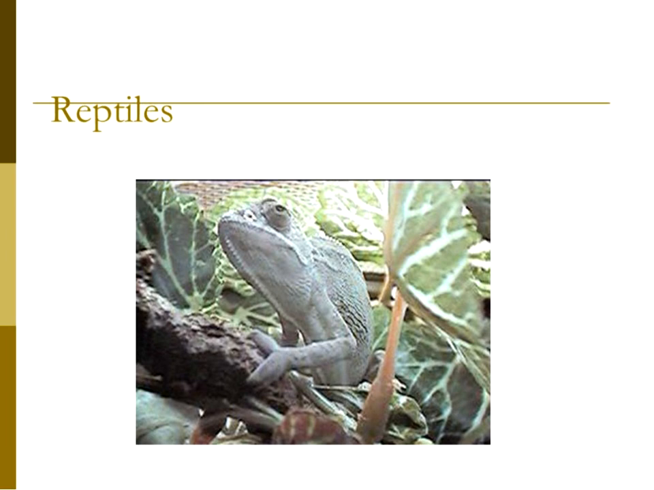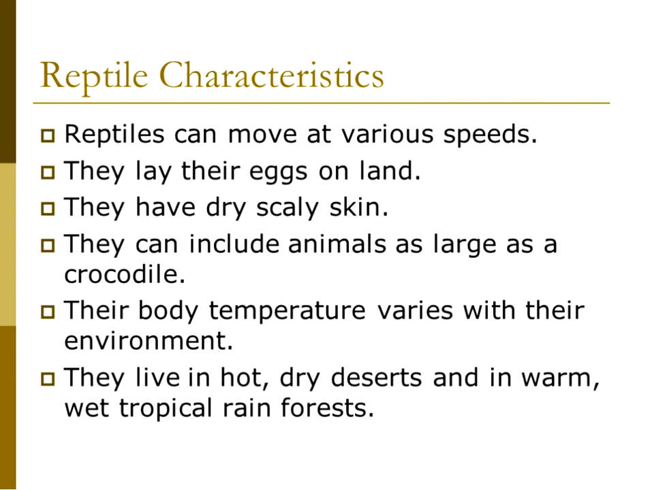Reptiles. Reptiles are many different things, but they include different snakes and lizards and turtles and tortoises. They can move at various speeds. They lay their eggs on land. They have dry skin. So in terms of amphibians, their eggs are in the water. Reptiles' eggs are on land. Instead of being smooth, moist skin, they usually have dry, scaly skin.